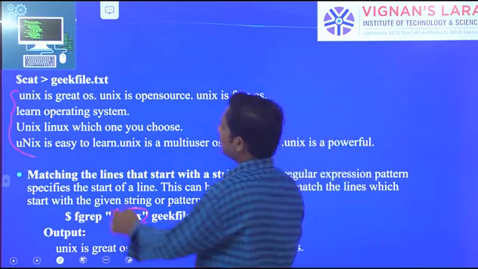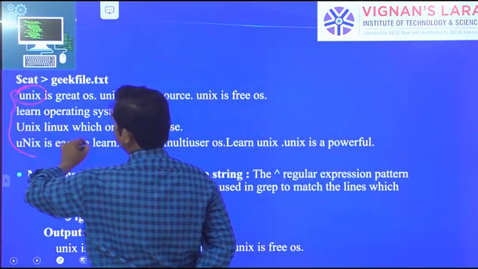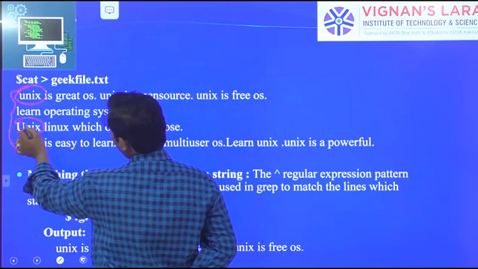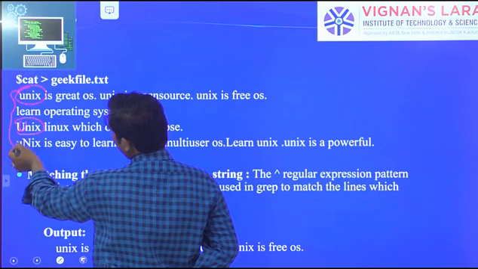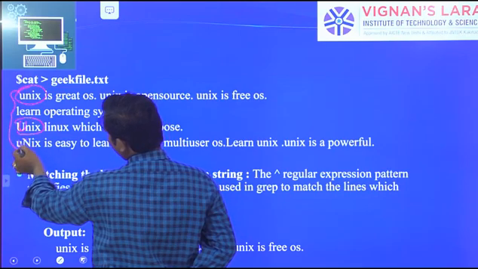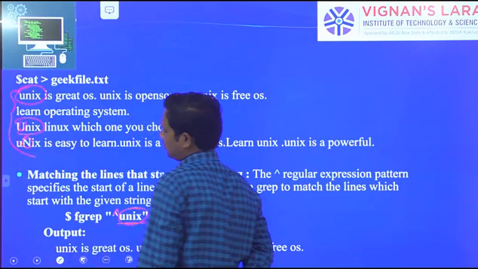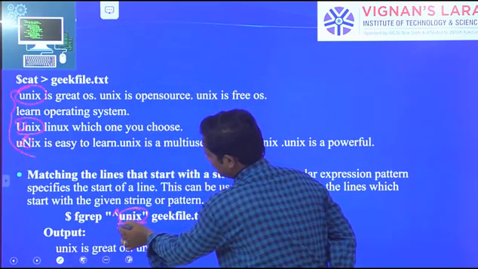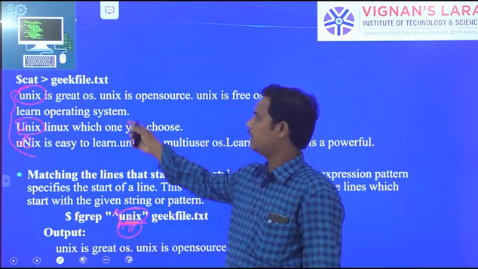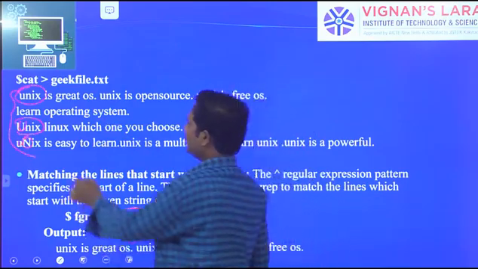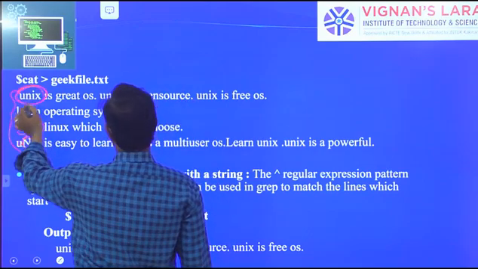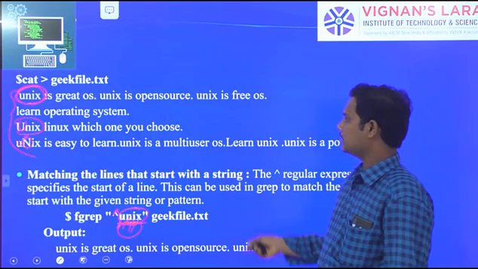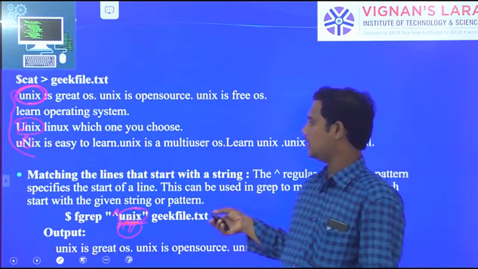Here, only in this place Unix is at the start. In another place Unix is there, but the starting letter is capital U. Here Unix is there, starting letter U is there, but the next letter is capital. So character by character will be matched, and only the matching line will be displayed. That's why it displays this output, the starting line. So this is the best example of using fgrep.